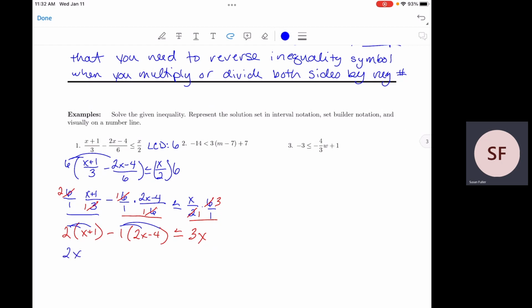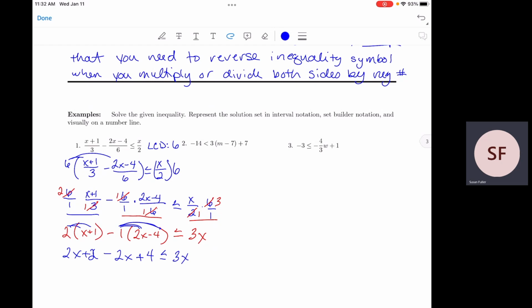So we'll get 2x plus 1. I'm sorry, 2x plus 2. I'm going to distribute the 2. Minus 2x plus 4. I distributed that -1 to each of these. And then that's going to be less than or equal to 3x.